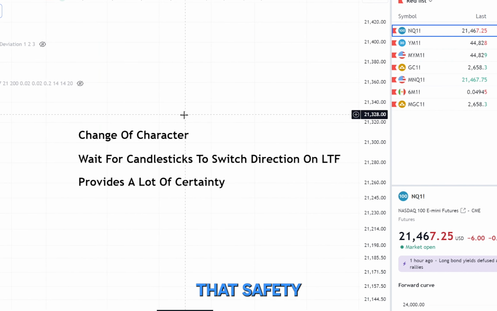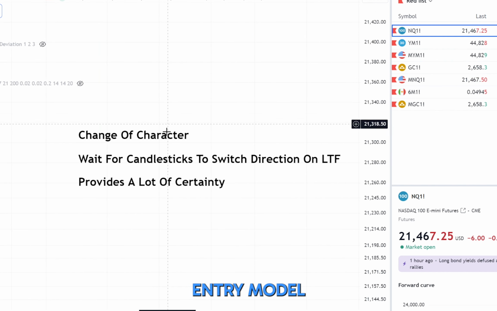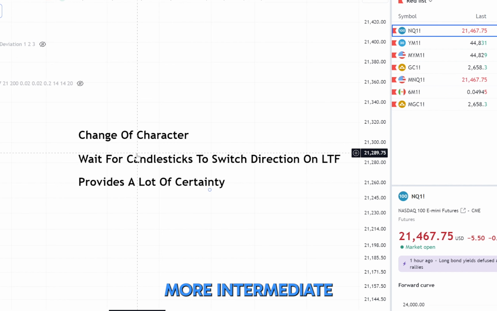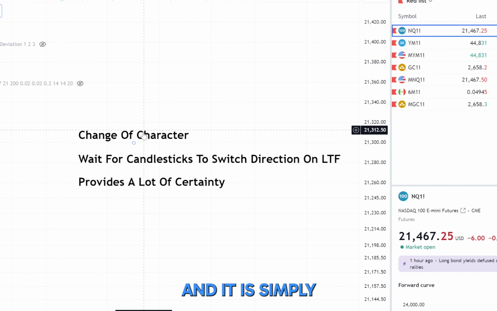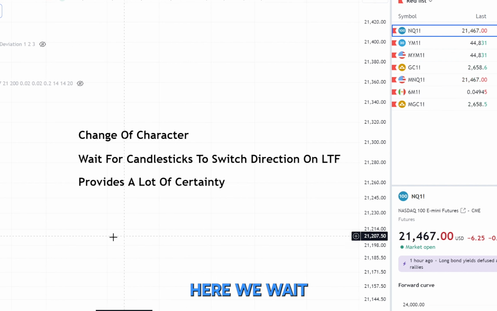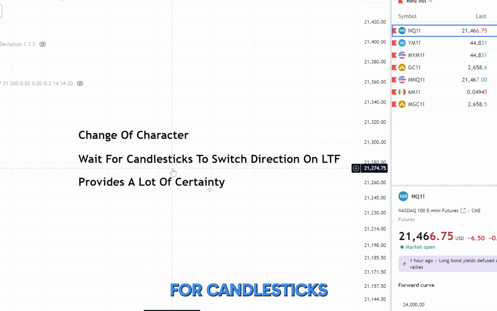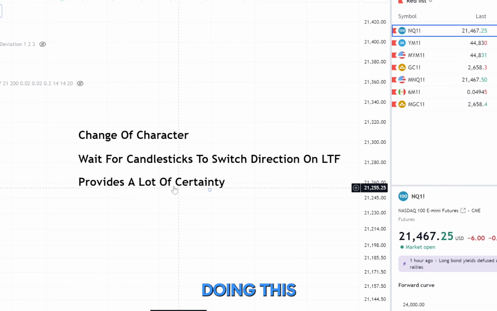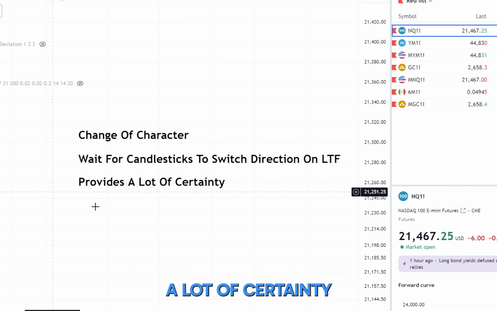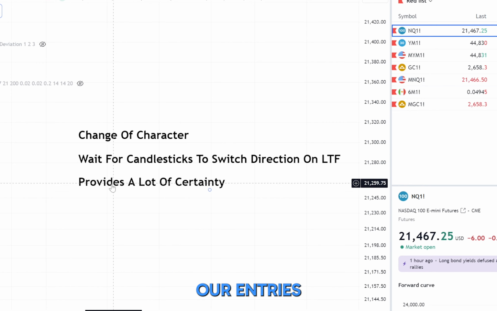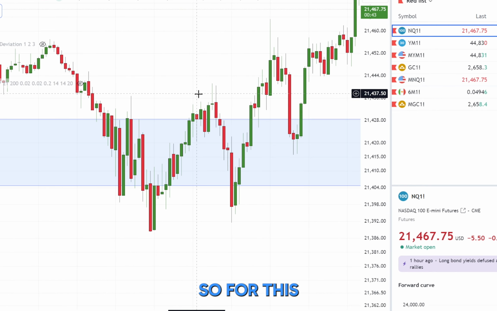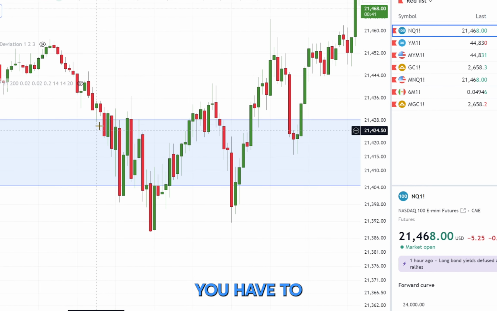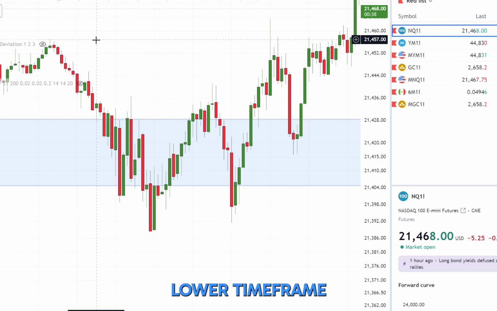Now, this next entry model is if you are a little bit more intermediate, and it is simply a change of character. Here, we wait for candlesticks on the lower time frame to switch direction before we get inside of the trade. Doing this provides a lot of certainty inside of our entries. So for this, as I've pointed out, you have to go to the lower time frame. The lower time frame I use is the 1 minute.